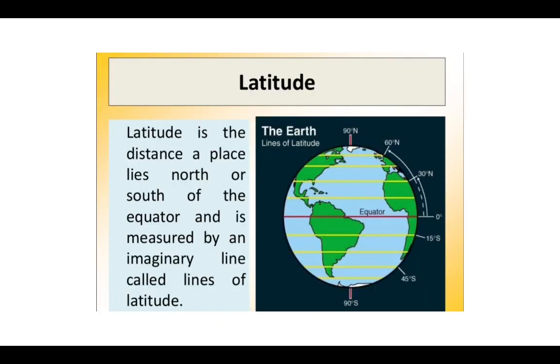When we talk about latitude, latitude is the distance a place lies north or south of the equator and is measured by imaginary lines called lines of latitude. The equator here is shown in the red line; it is a latitude. Latitudes are those which lie horizontal to the earth's surface, and longitudes are those which lie vertical. Here the yellow lines show the rest of the latitudes. With this we can see that as we move away from the equator, the temperature will decrease, and if we move towards the equator, which is the standard latitude of 0 degrees, the temperature will increase.